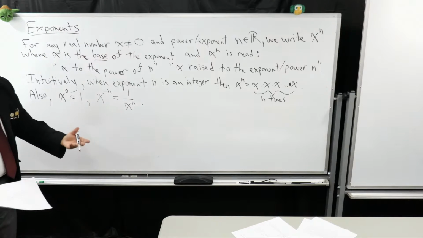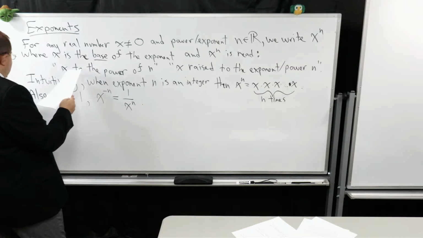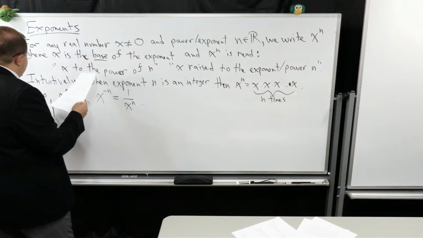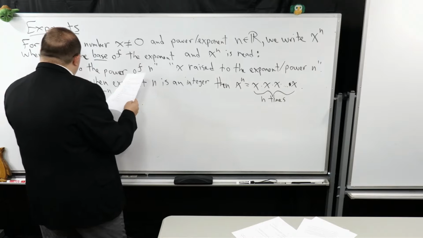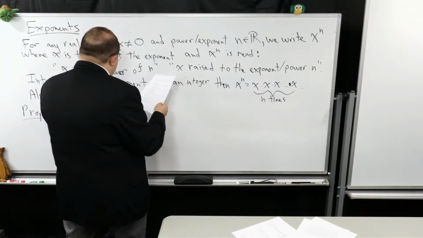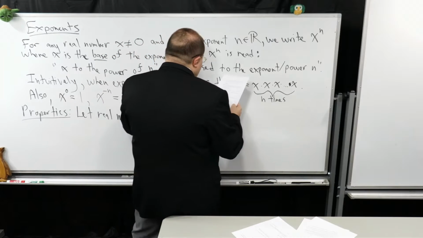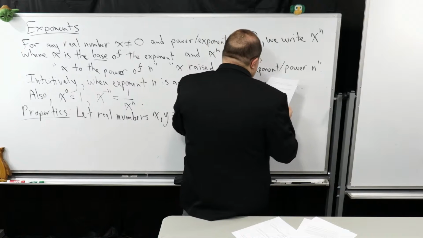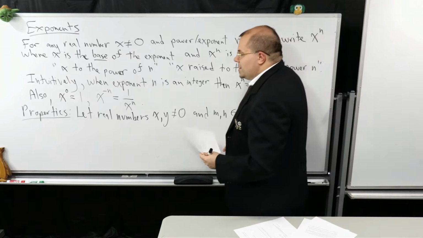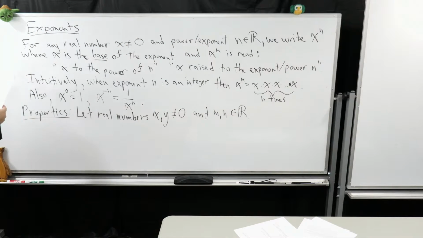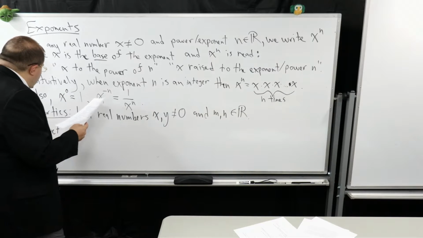So I'm going to give you some properties, and we're going to do some examples. Let's talk about some properties that exponents have. I'm going to let real numbers x and y not equal 0, and m and n be real numbers. So I'm going to assume these here, and let's proceed. The first one I'm going to talk about is the product property.